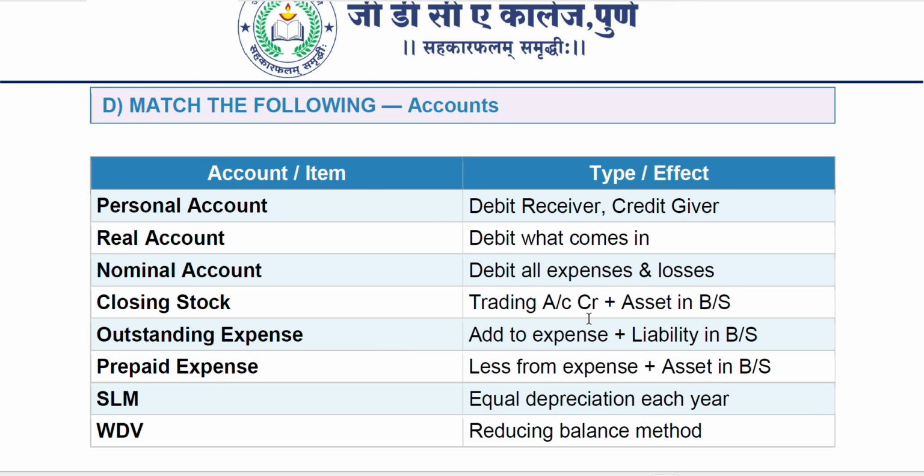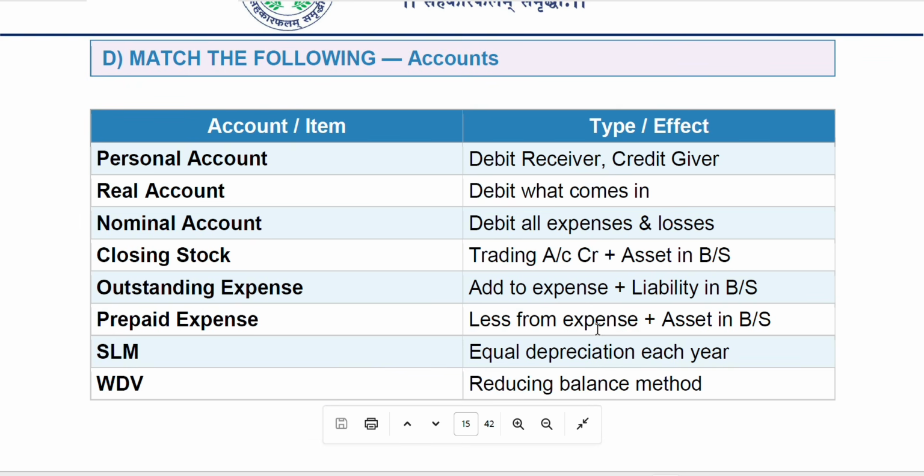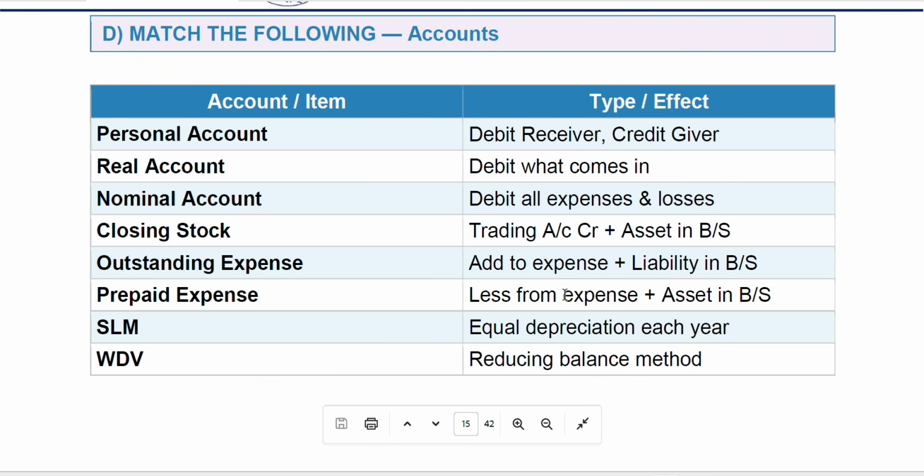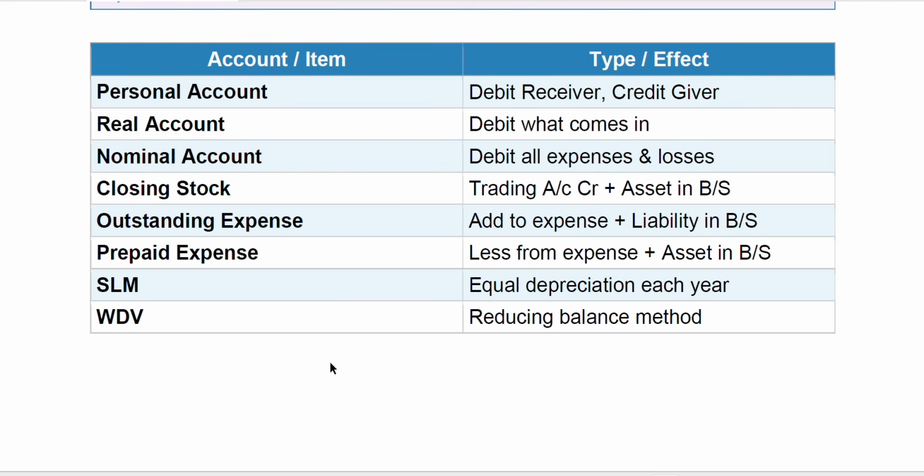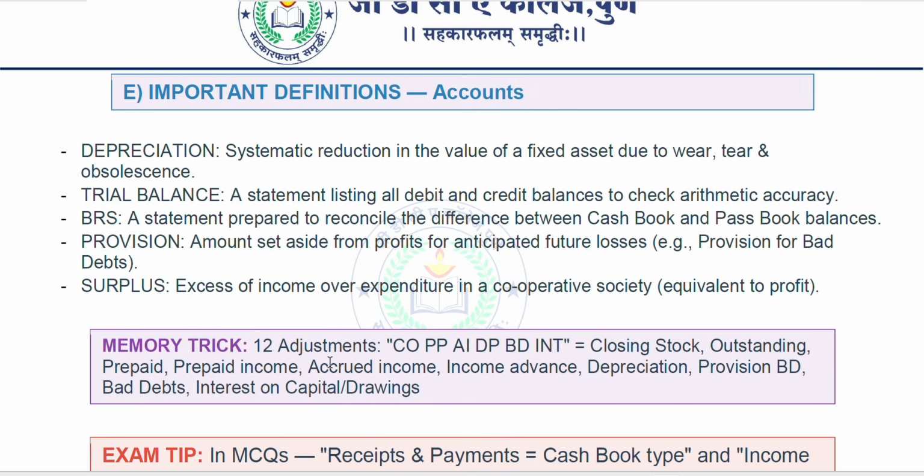Closing stock: trading account credit plus assets in balance sheet. Outstanding expenses: add to expenses plus liabilities in balance sheet. Prepaid expenses: less from expenses plus assets in balance sheet. SLM: equal depreciation each year. WDV: reducing balance method. WDV is written down value, SLM is straight line method.